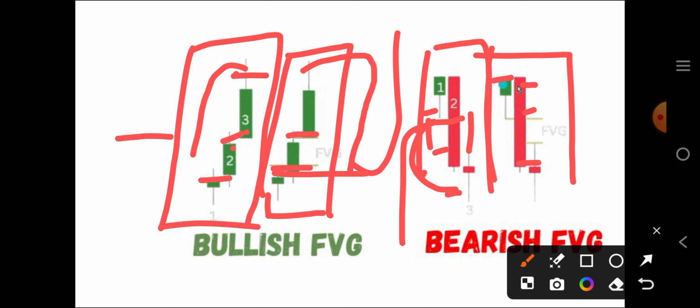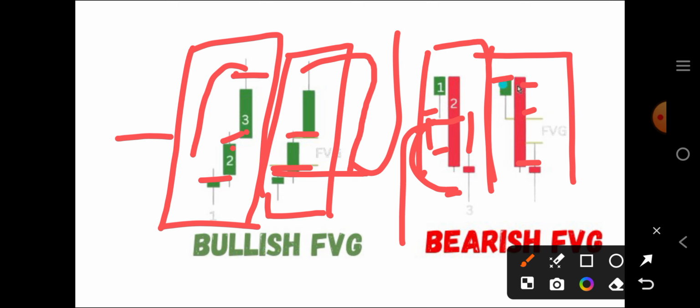The second condition is there must be an imbalance. An imbalance means there shouldn't be a connection between these three candles. There must be an imbalance or a void in which the market must surely come back to fill. The third condition is there must be a void, same as the second condition. There must always be a void for this fair value gap to be respected.